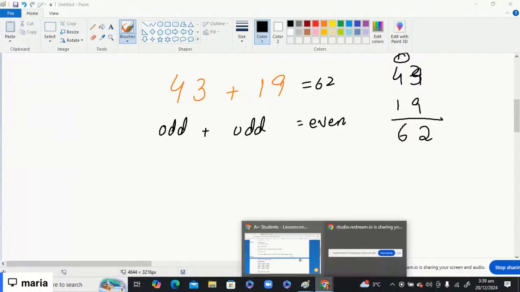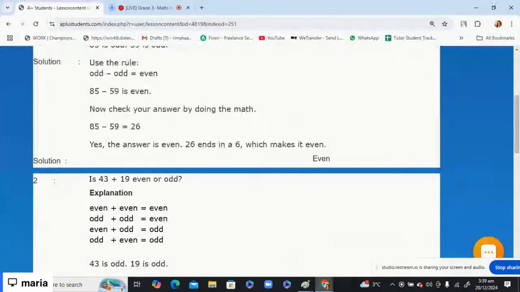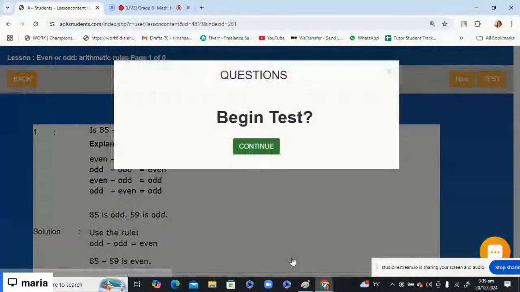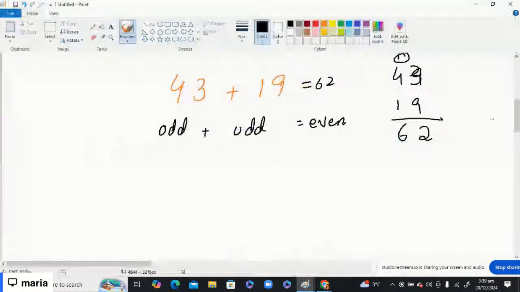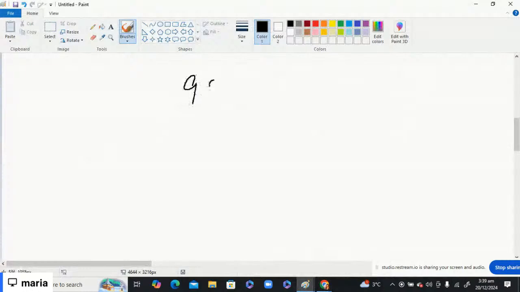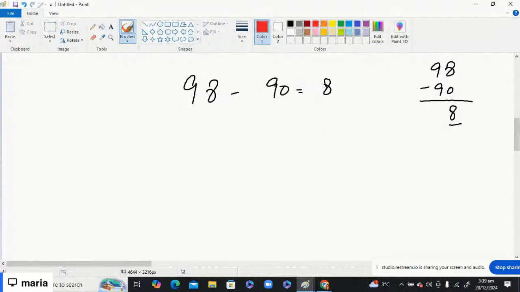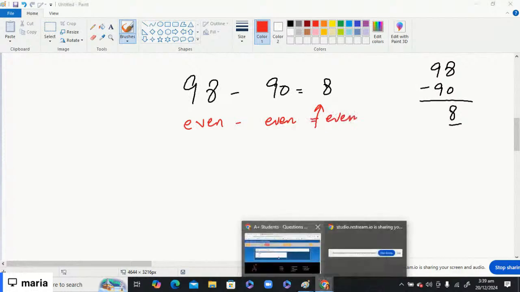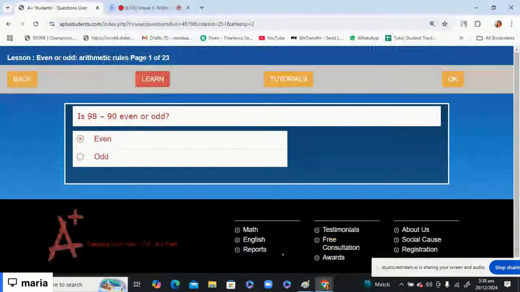Now let's do some test questions. 98 minus 90, is it even or odd? Let's subtract. 98 minus 90 is 8. So here is 8. This is even. This is even. The answer is also even. 8 is an even number. So we go with the even one. And this is the right answer.